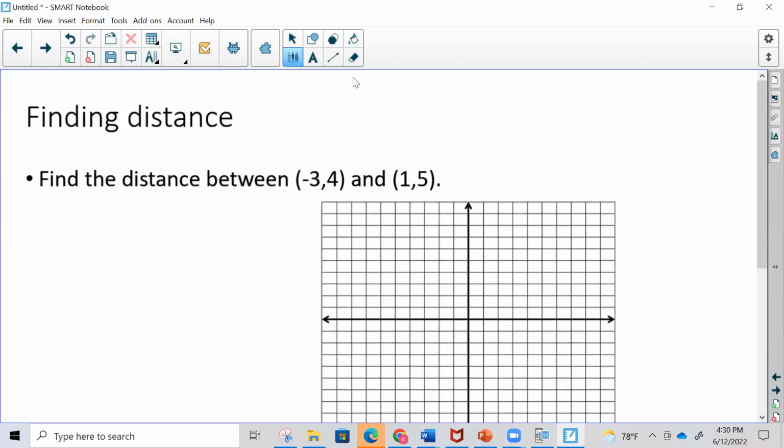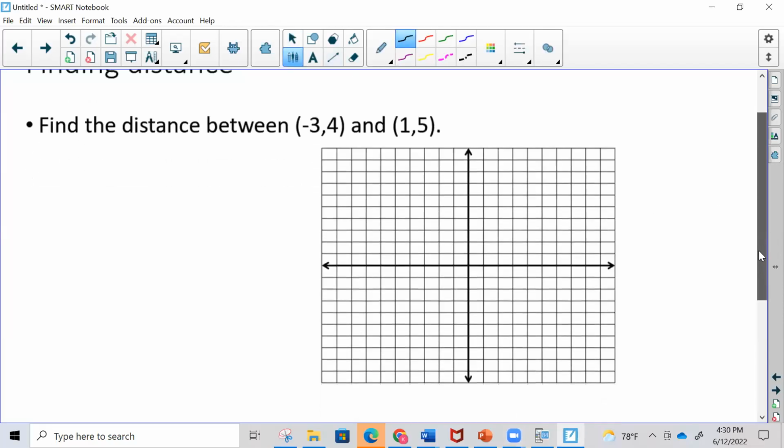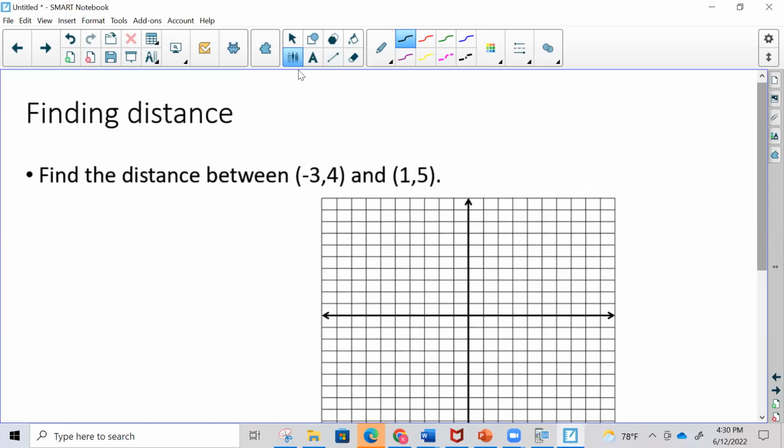Okay, so in this video, we're just going to look at finding the distance between 2 points that aren't graphed. So we're going to look at graphing them and then either using the Pythagorean theorem or the distance formula to find that distance. So I'm going to plot these points: (-3, 4) and (1, 5). Okay, and I'm looking for this distance.